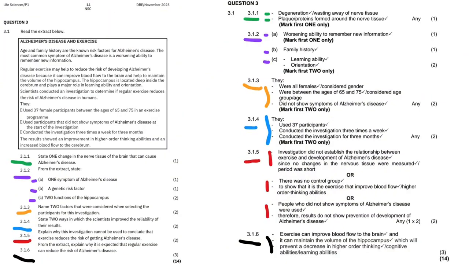Question 3.1. Read the extract below. Alzheimer's disease and exercise. Age and family history are the known risk factors for Alzheimer's disease. The most common symptom of Alzheimer's disease is a worsening ability to remember new information. Regular exercise may help to reduce the risk of developing Alzheimer's disease because it can improve blood flow to the brain and help to maintain the volume of the hippocampus. The hippocampus is located deep inside the cerebrum and plays a major role in learning ability and orientation.